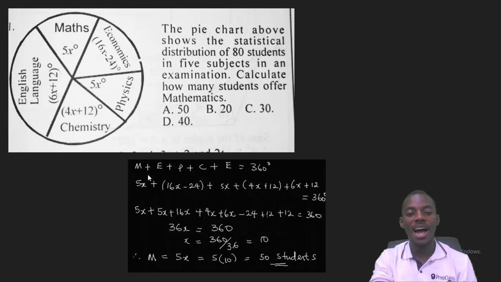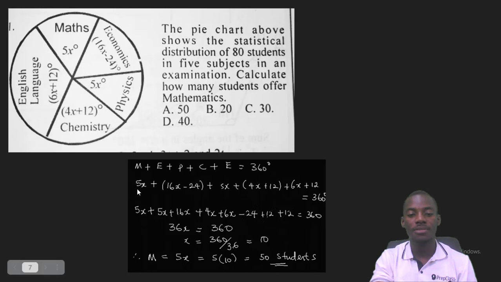So I'll say maths plus English plus physics plus chemistry plus economics is 360 degrees, because they are all angles and the sum is 360. So I have 5x plus 16 minus x, 16x minus 24 plus 5x for physics, plus chemistry is 4x plus 12, and econs is 16x plus 12. Oh, that's chemistry, please. This one is econs, this is chemistry, equals 360 degrees, right?